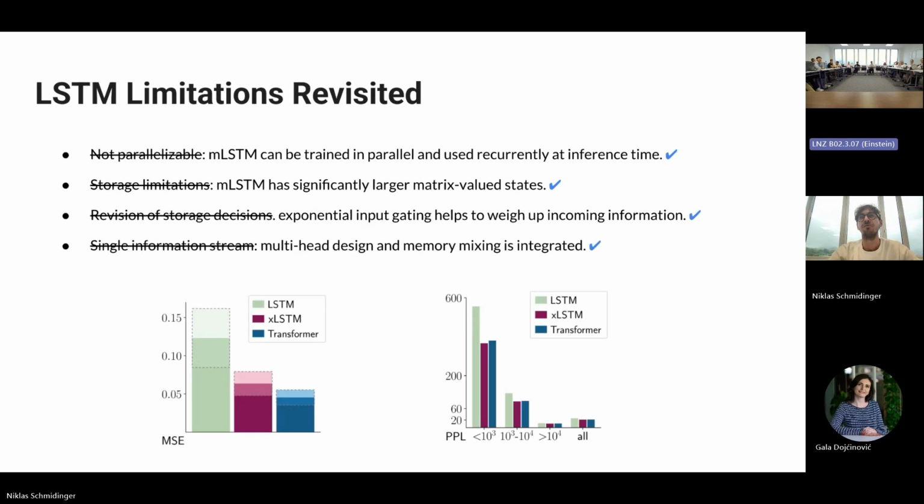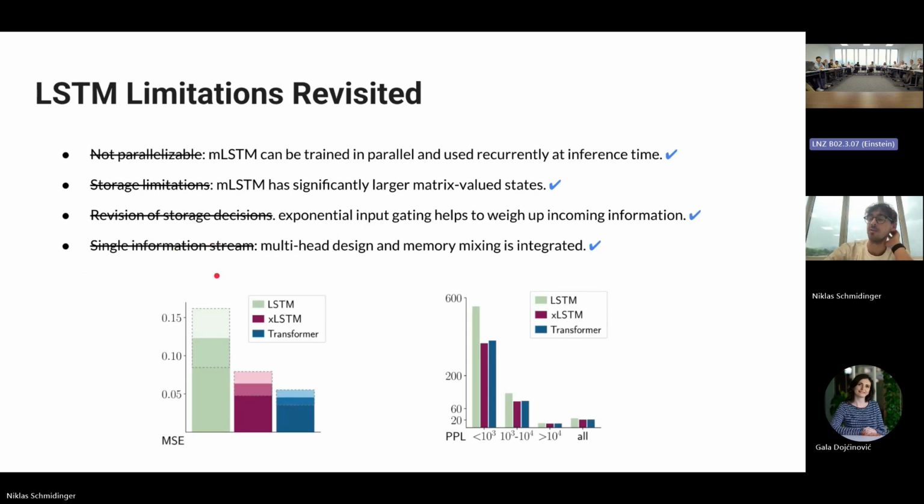And okay, let's see how this performs, at least on our synthetics. So first, the problem was it's not parallelizable. Well, now it can be trained in parallel and be used recurrently at inference time. It had storage limitations. Yeah, the xLSTM now has a matrix valued state. It's still a fixed memory, but it's much larger than a simple vector storage. Then we have the revision of storage decision. So now both of these things use the exponential input gate, and this helps it to weigh up information that is now more important than whatever has come in the past.